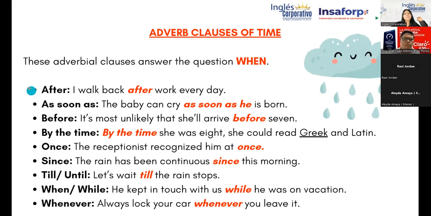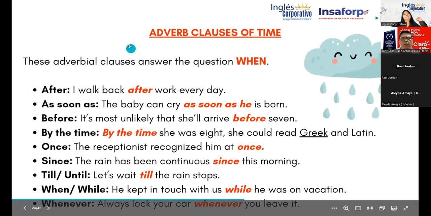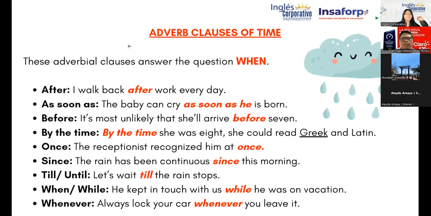Aleida, can you please help us by reading the first three? Then Raul Jordan, the other three, and Jonathan, the last three. The examples. Okay. After work every day, I walk back. The baby can cry as soon as he is born. It's most unlikely that he'll arrive before 7. By the time she was 8, she could read Greek and Latin. The receptionist recognized him at once. The rain has been continuous since this morning. Okay, since, yeah.